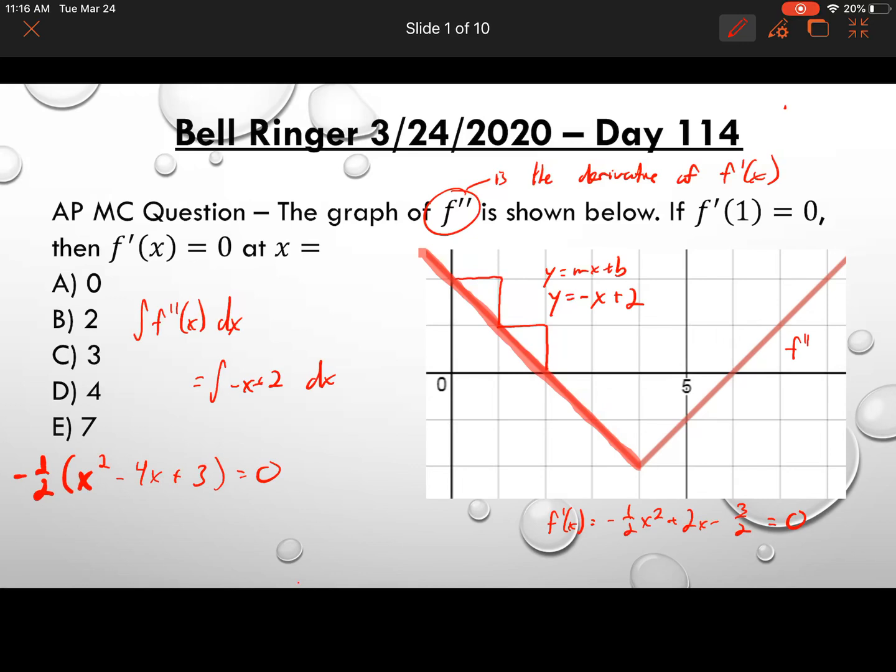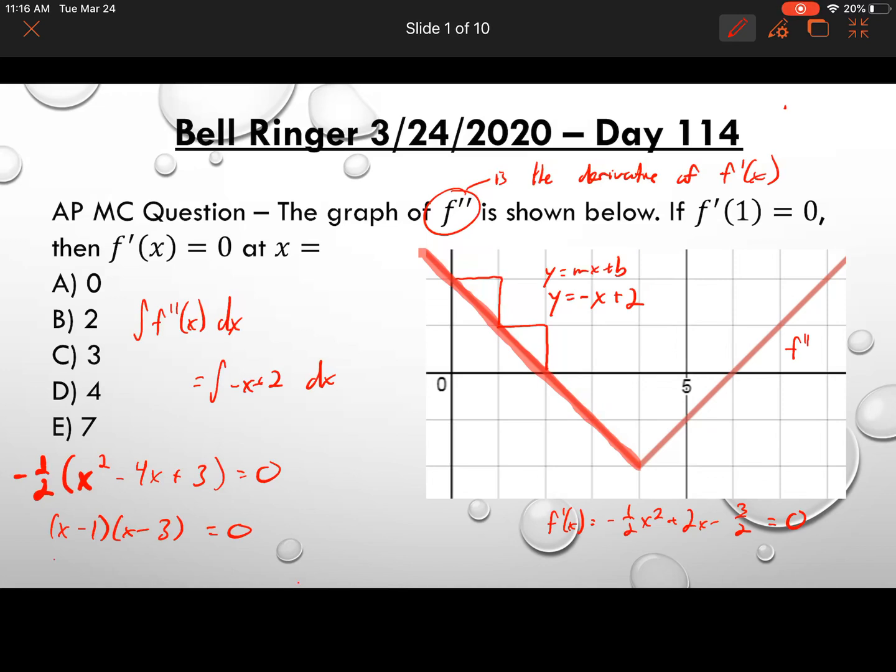So let's try to factor this out. So we have x squared. So now I'm just going to focus on x squared minus 4x plus 3. That should be a pretty simple factoring job. So x minus 1, x minus 3. What two numbers multiply to positive 3 and add up to negative 4?